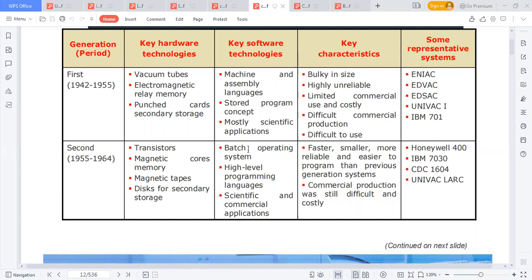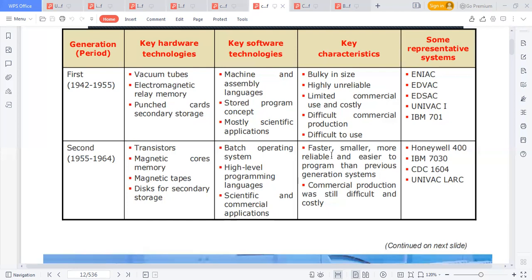Now the key software technologies were the batch operating system and high level programming languages. That means they moved away from low level language. Here they use high level programming languages and scientific and commercial applications. In the first generation it was mostly scientific applications, but in the second generation they also used commercial applications.